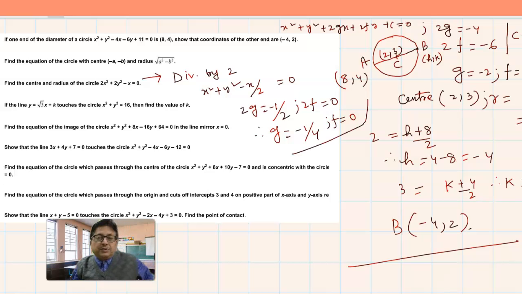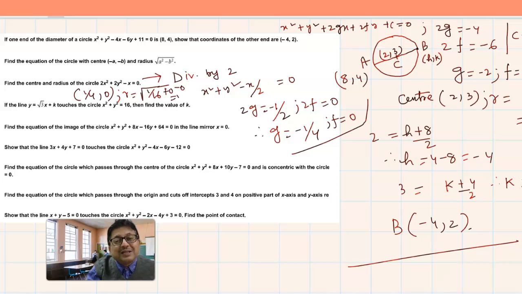And f is equal to 0. So the center can be determined quickly, that is minus g, minus f. So this is going to be 1 by 4 comma 0. And radius, how do you get? Radius formally you know, root over g square plus f square minus c. So r will be root of 1 by 16 g square plus f square. No f is there, 0, and this is also 0. So the answer is 1 by 4. Radius is 1 by 4, center is 1 by 4 comma 0.